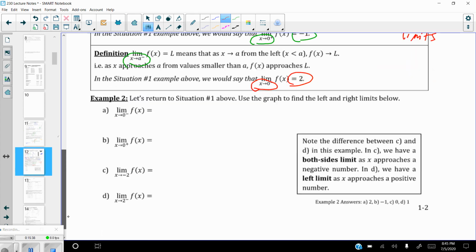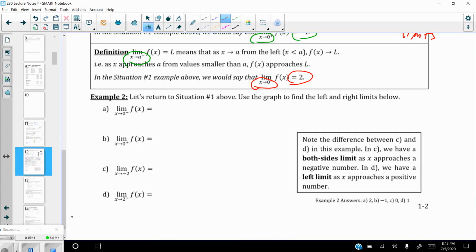Okay, so now let's look at these examples down here. We're going to return to situation 1, so I'm going to scroll back up and down. I apologize for that.